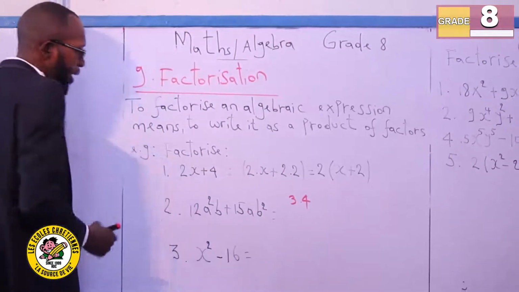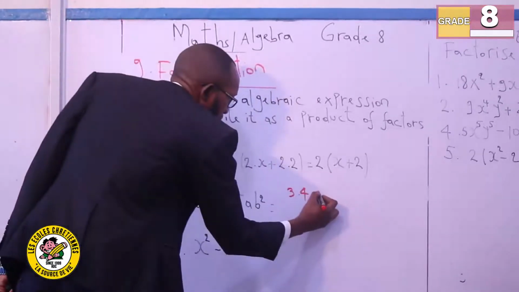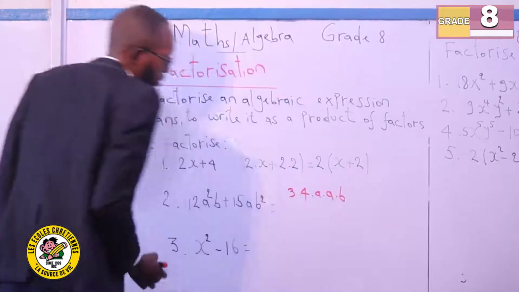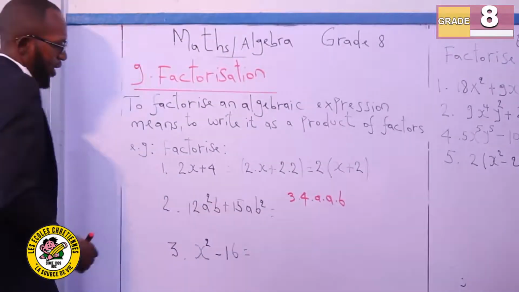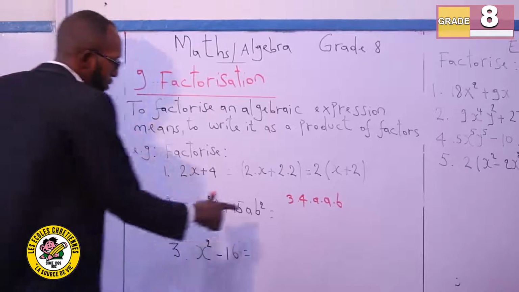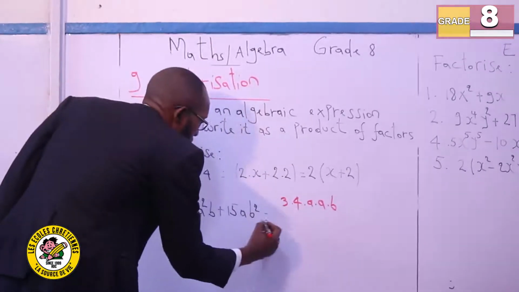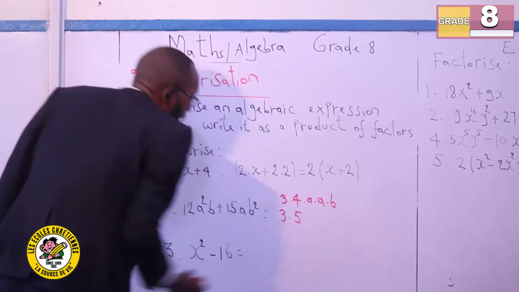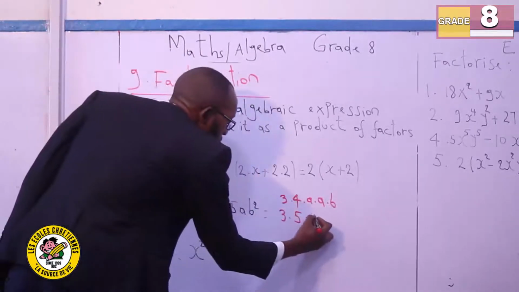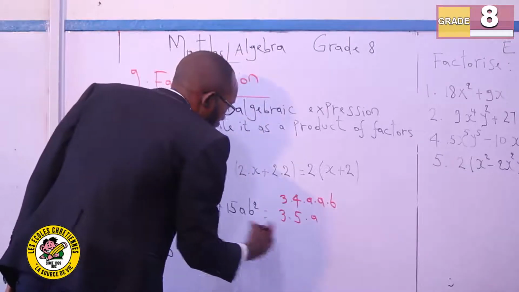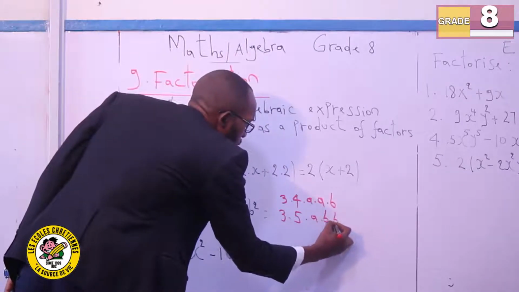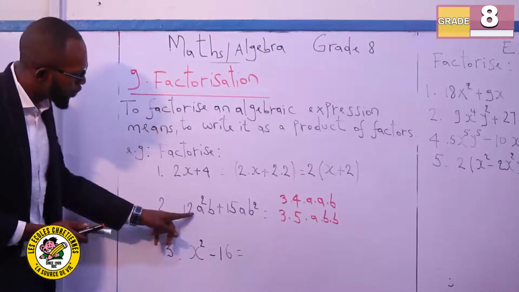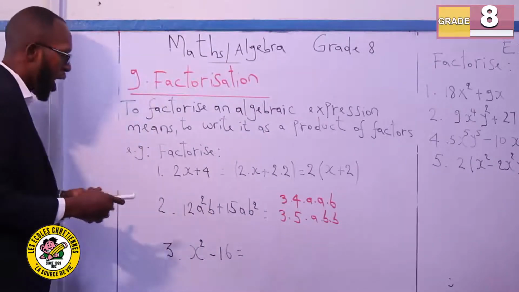And a squared is a times a times b, right? If I take the second, 15 means you have 3 times 5 times a, and here b times b. Now we need to collect the common factors for the first and the second, right? So how can I write this?